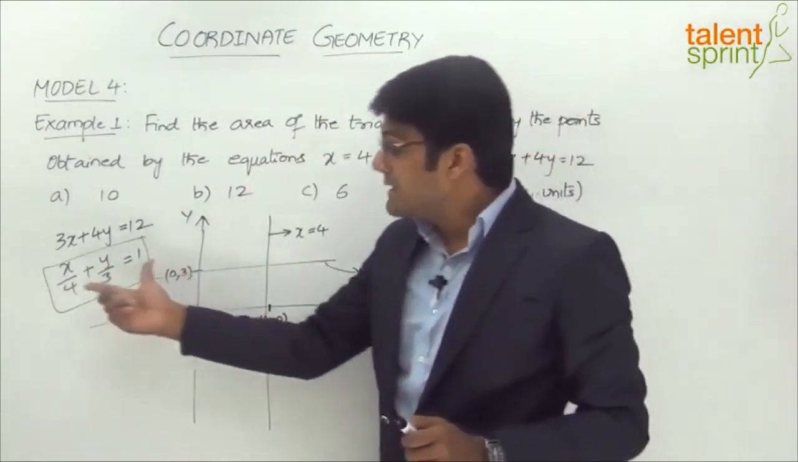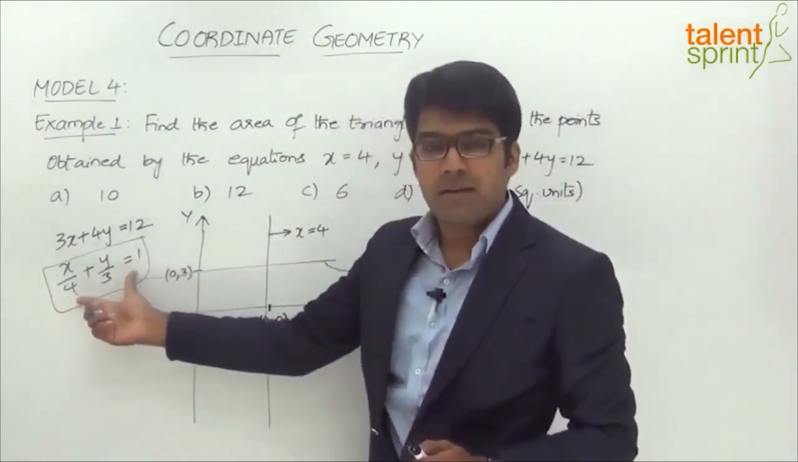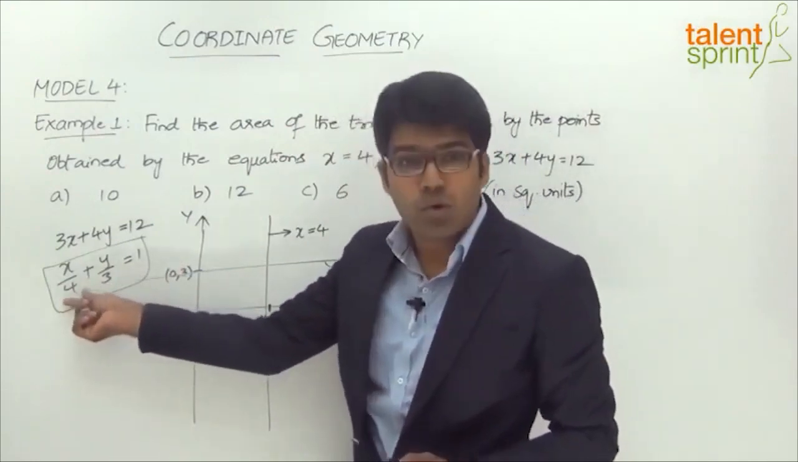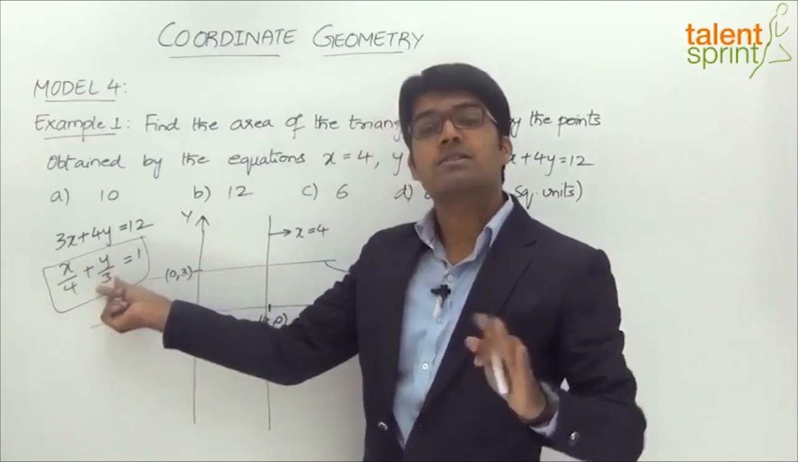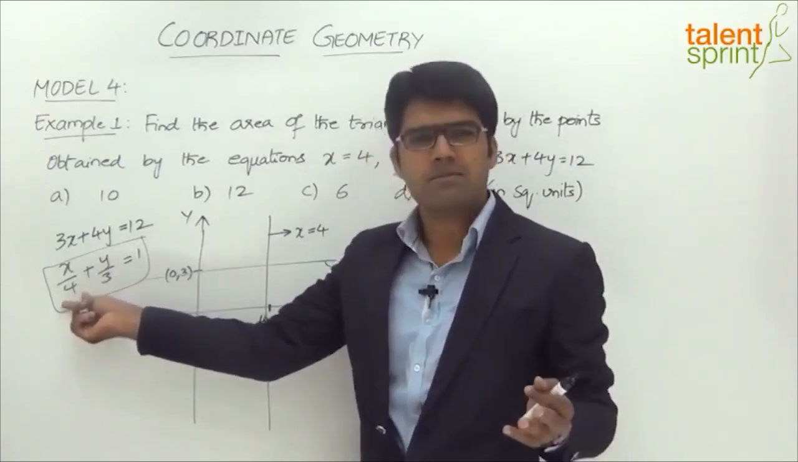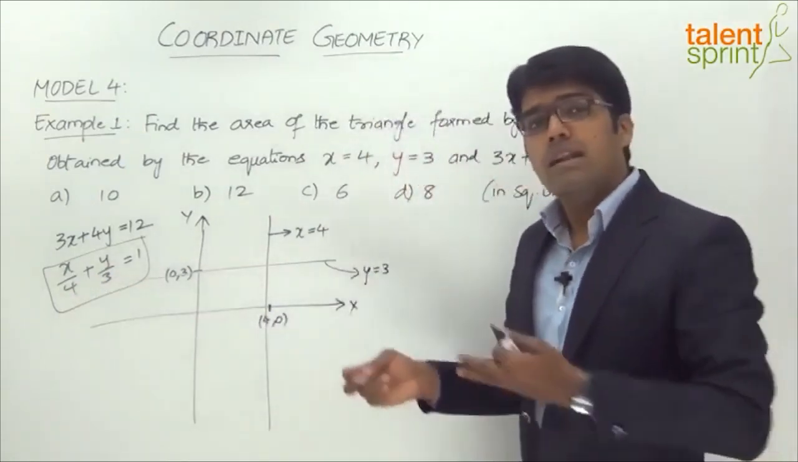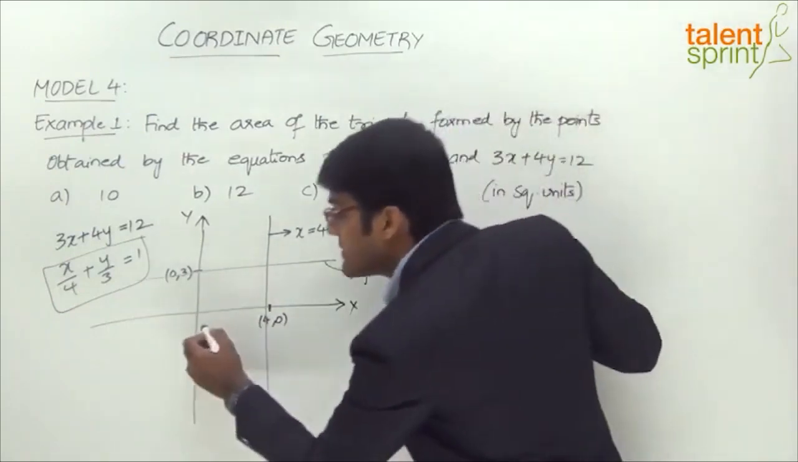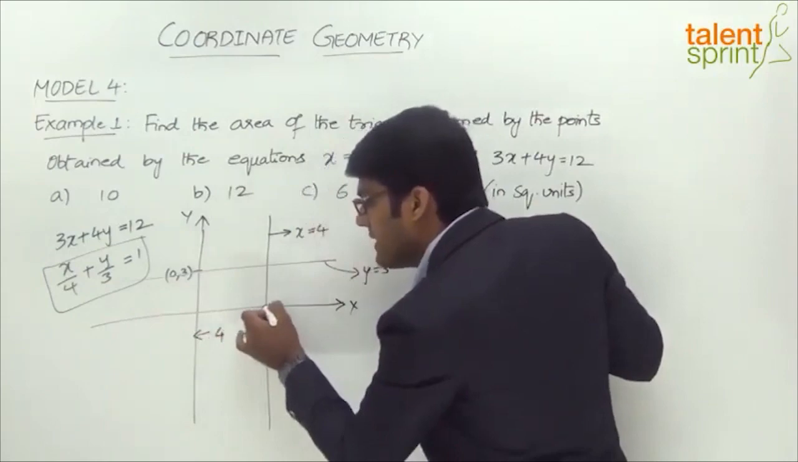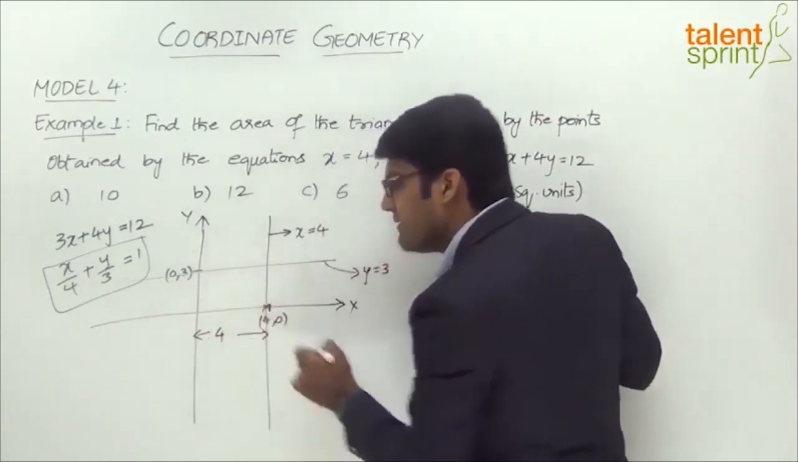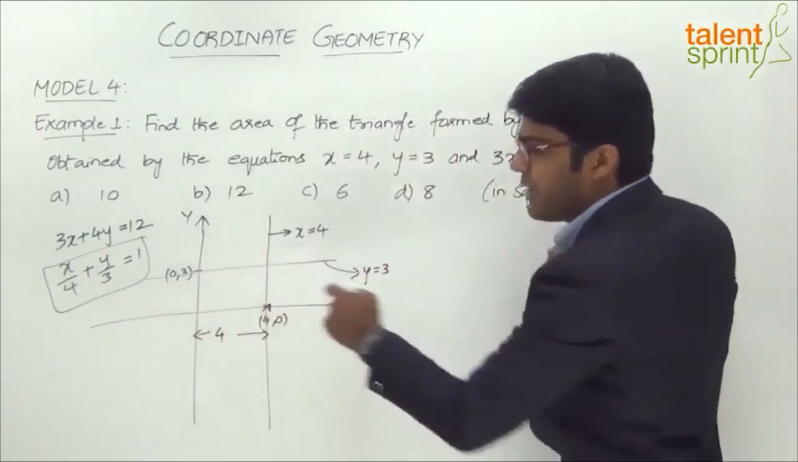What does it mean? This line x by 4 plus y by 3 equals 1 makes an intercept of 4 units on the x-axis and an intercept of 3 units on the y-axis. Basically, x-intercept is 4, y-intercept is 3. So let's draw this line now. X-intercept is 4 means what? The point where the line cuts the x-axis will be 4, 0.